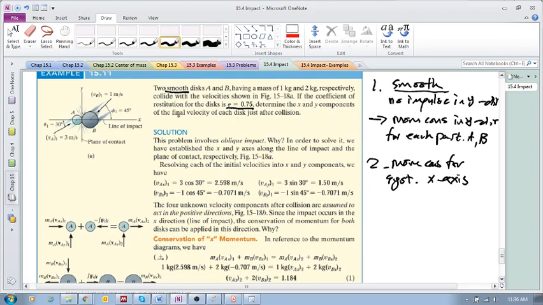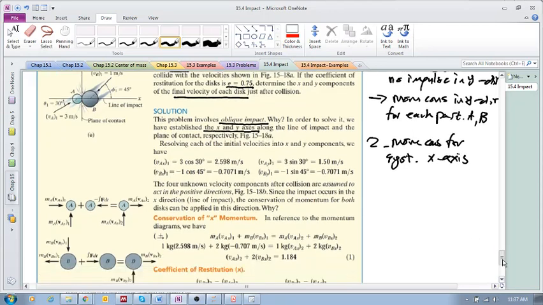So we're trying to find the x and y components of the final velocity of each disk. Okay, this problem is oblique impact. It's obvious. The velocity of the center of mass of this disk is not along the line of impact. The center of mass of this disk is at an angle to the line of impact, so that is why it's oblique. So we can break up into x and y axes along the line of impact and the plane of contact. Line of impact is x, plane of contact is y.